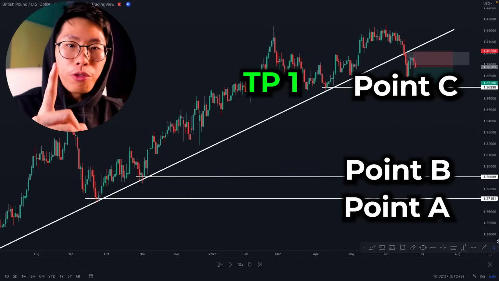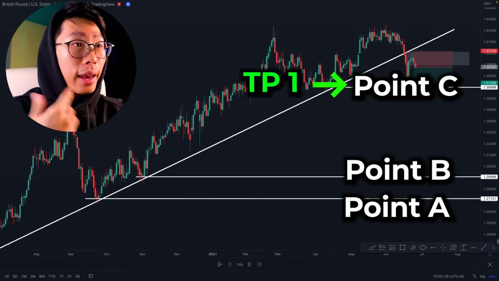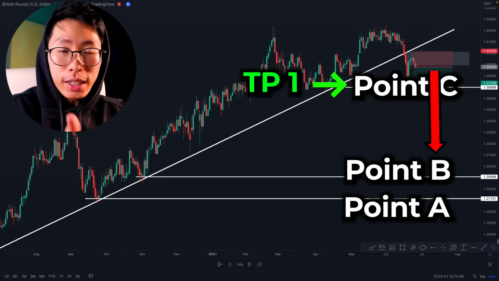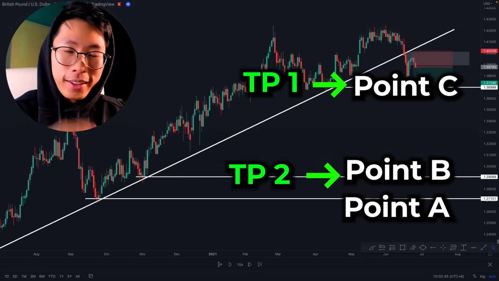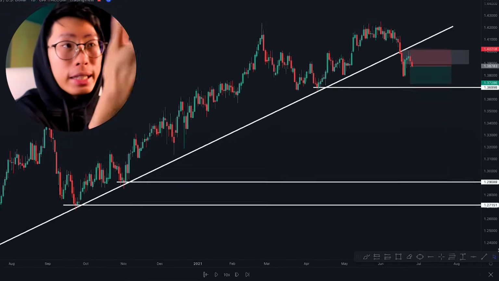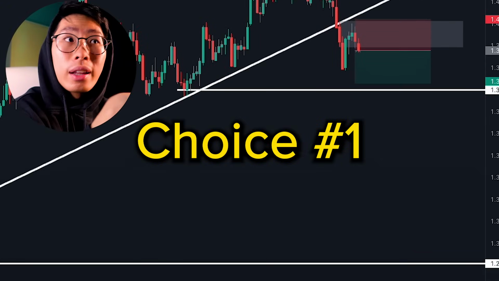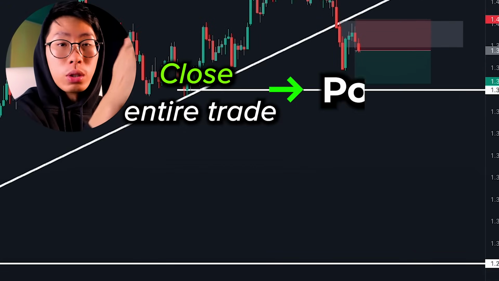Your first take profit should be at point C, and then if price break through point C, then your second take profit can be at point B. Here's how this strategy works. In this case, what you can do is that you can either take all of your profits at point C right here.